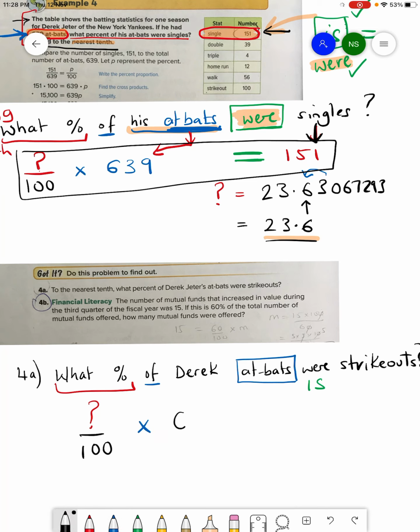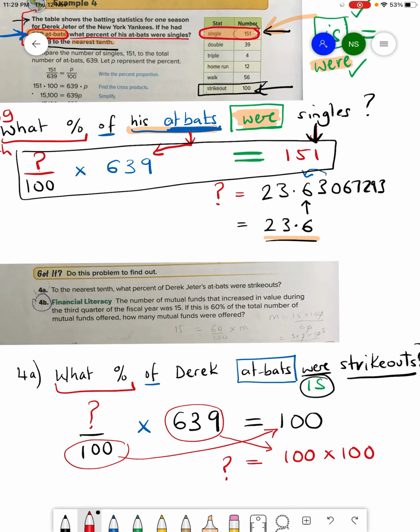Strikeouts. Where's strikeouts? Look in the table and you will find it. So the number is 100. His strikeouts were 100. Okay, so once again, nice and easy. Cross multiply and you will get 100 times 100, because you're going to take this 100 here over to the top. And then you're going to take this number here and it will be divided, so it will go down the bottom.